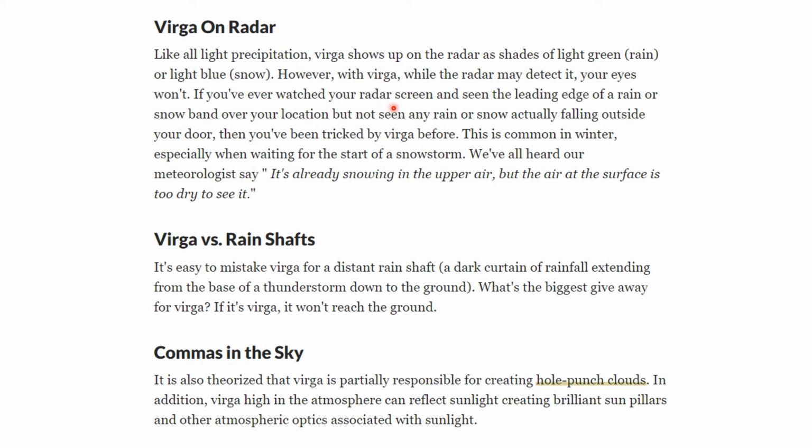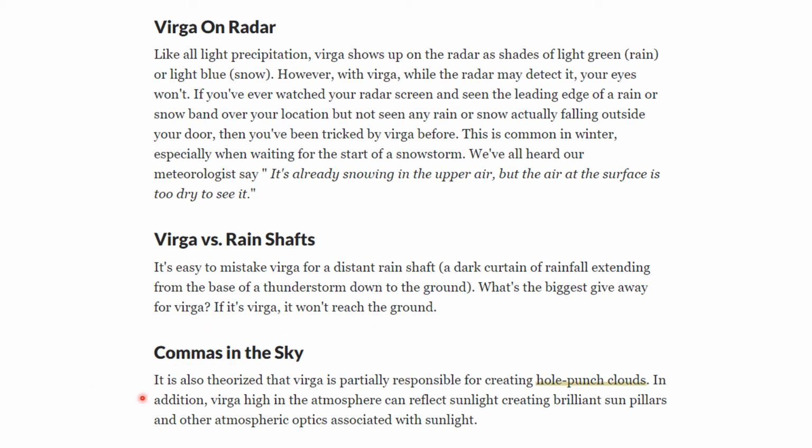And if you've ever watched a radar screen and seen a leading edge of rain or snow band over your location, but not seen any rain or snow actually falling outside your door, it might have been Virga. This is common in the winter, especially waiting for the start of a snowstorm. We've all heard meteorologists say it's already snowing in the upper atmosphere, but the surface is too dry to see it. It's easy to mistake Virga for a distant rain shaft. That's a dark curtain of rainfall extending from the base of a thunderstorm down to the ground. The biggest giveaway for Virga is it won't reach the ground.